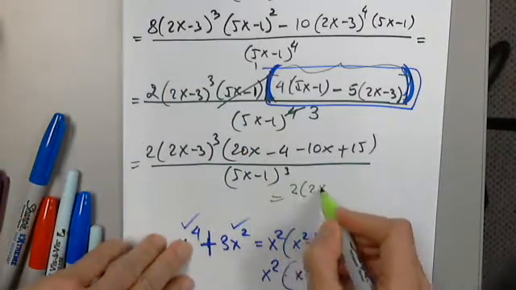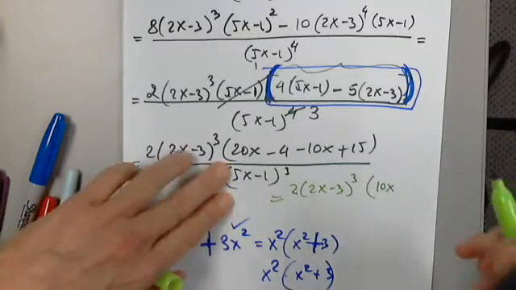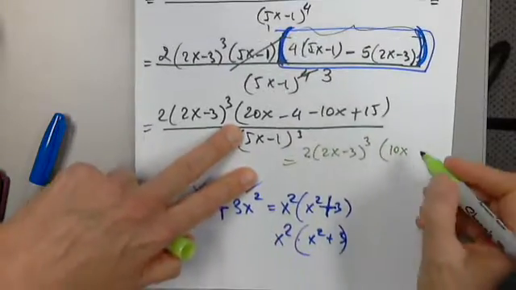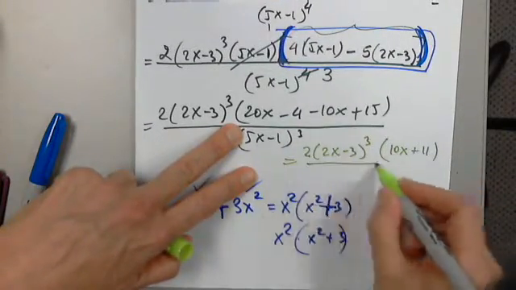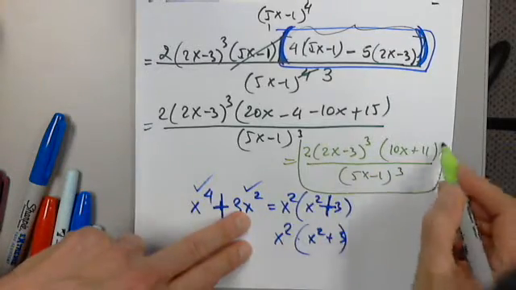So this is 2x minus 3 cubed, and then 10x. I'm missing something here? No. Okay, plus 11. 5x minus 1 to the 3rd. And this is it.